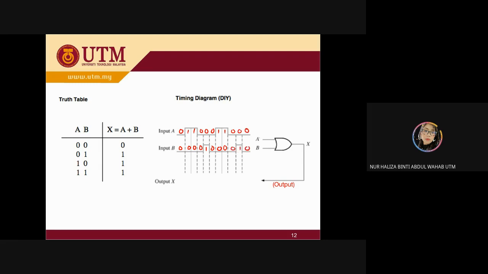0, 0, 1, 0, 0, 0, 0, 0, 1, 0. So I just pick this part. 0, 0. Okay, this one will be 0. 0, 0. This one will be 0. This one will be 0. This one will be 0. The rest I will put as 1.